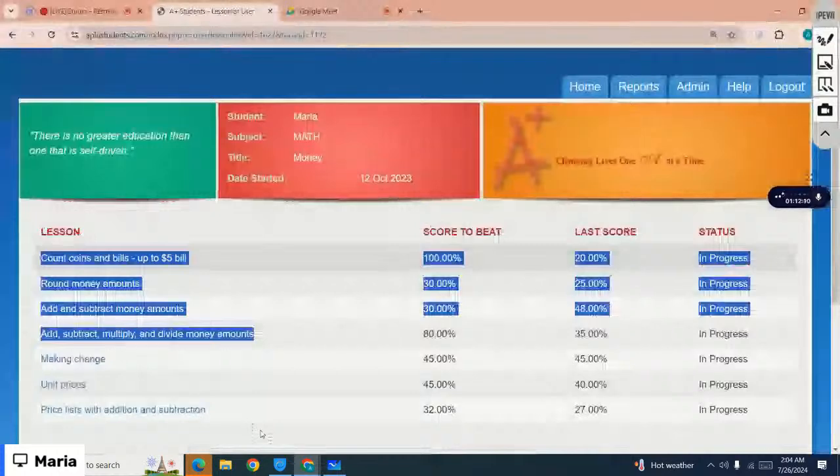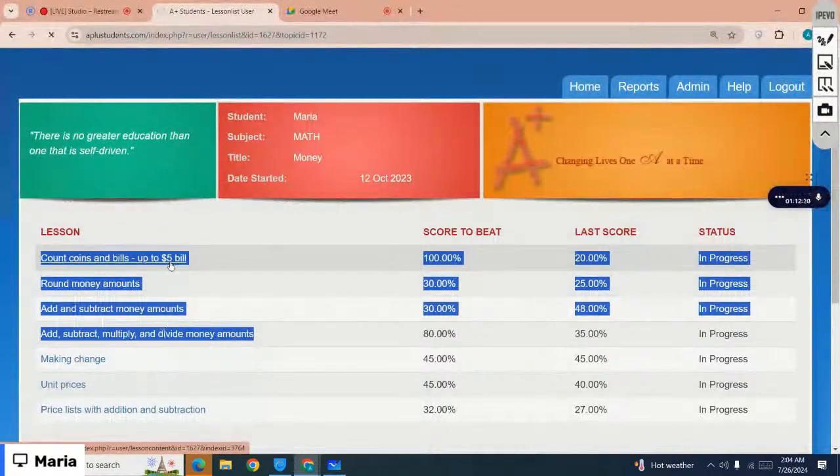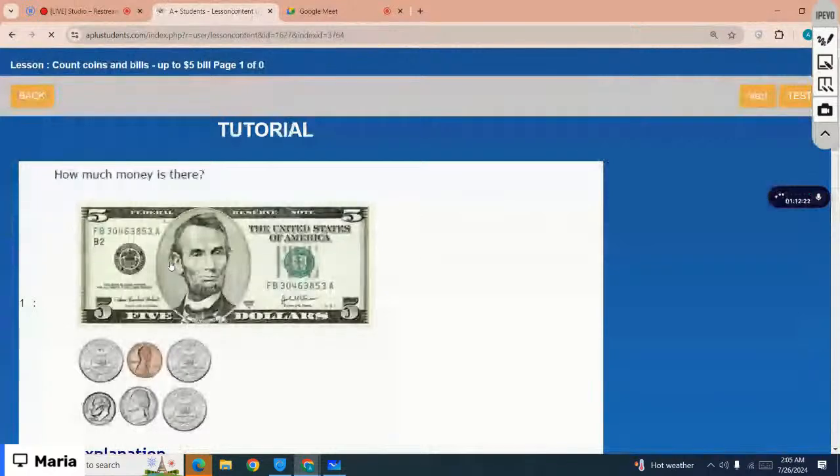Okay, here I am on grade 4 math. Let's start with the chapter money, and the first lesson on coins and bills up to $5. How much money is there? We are going to count the coins and the dollar bill. This is the $5 bill. See how many coins we have.